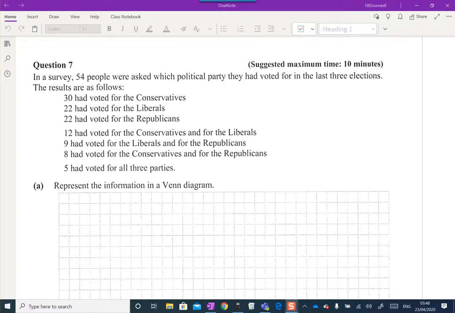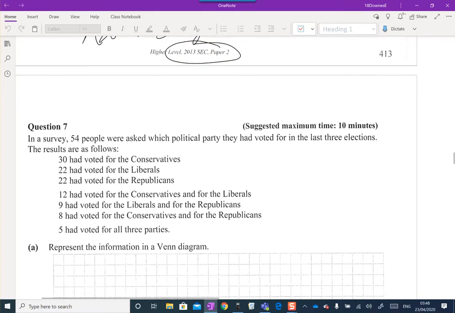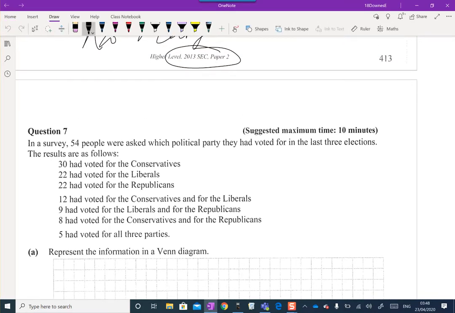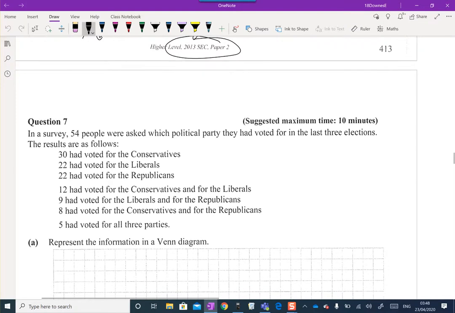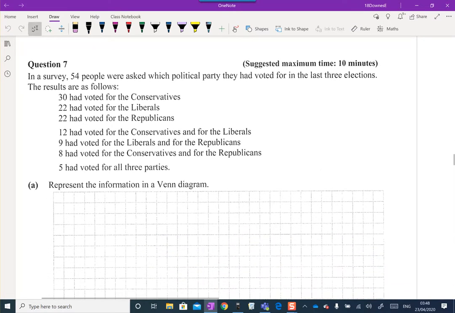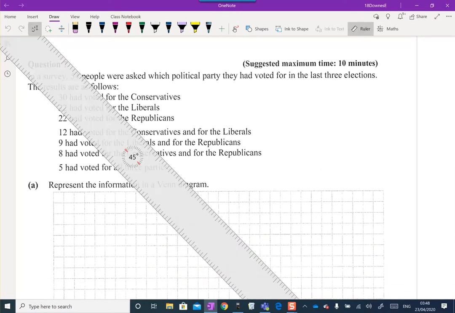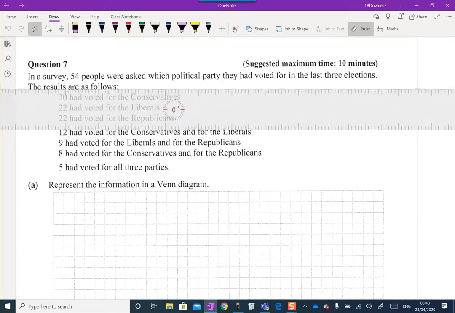Welcome back. So we've moved on to question 7 from the 2013 state exam paper 2. The first thing to do is to read the question carefully.